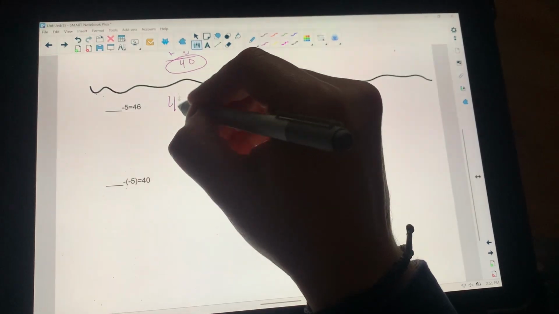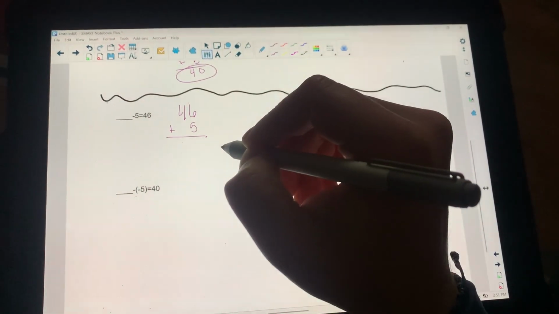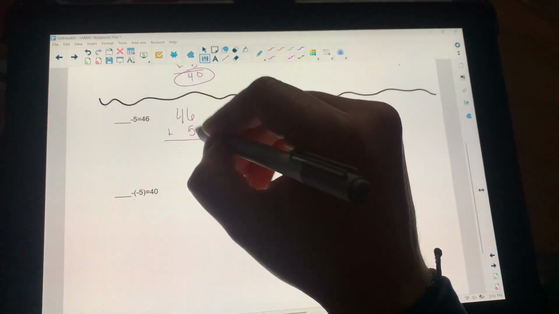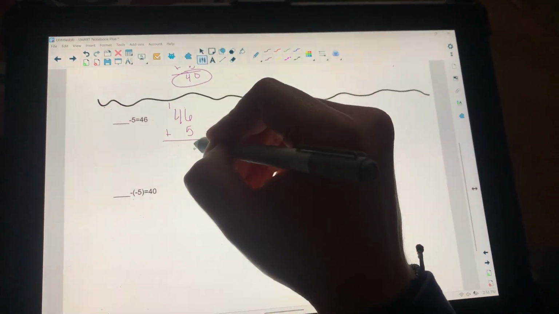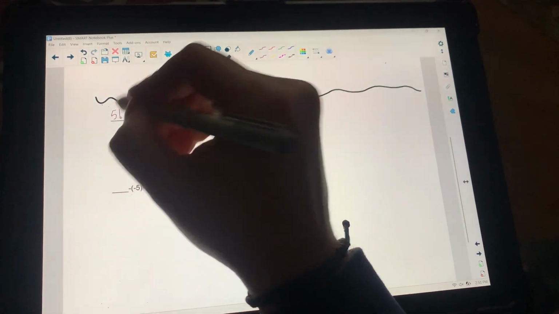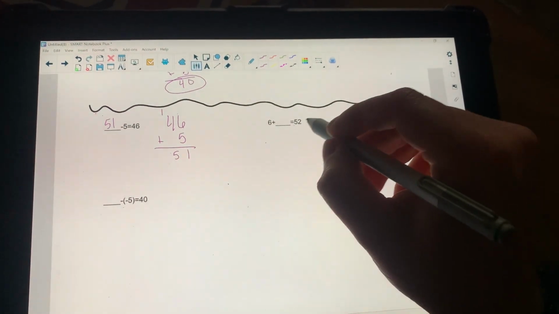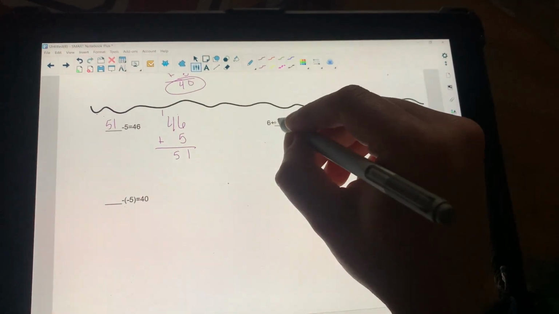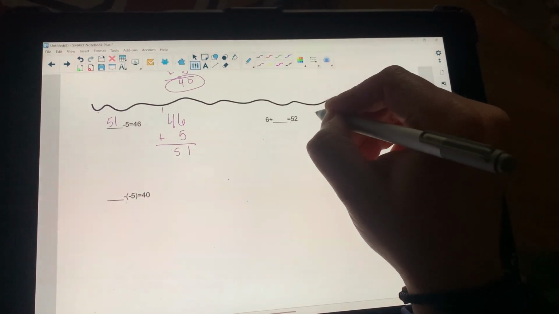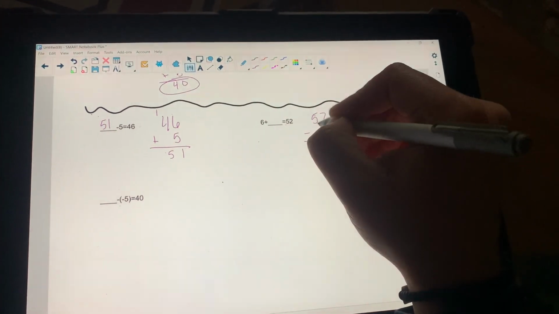So 46 plus 5, it'll give me that blank. So 46 plus 5, so 6 plus 5 is 11. 1 plus 4 is 5, so 51. So 51 minus 5 is 46. Over here, we have 52. So 6 plus something gives me 52. So I'm going to go 52 minus 6. That'll give me my answer.